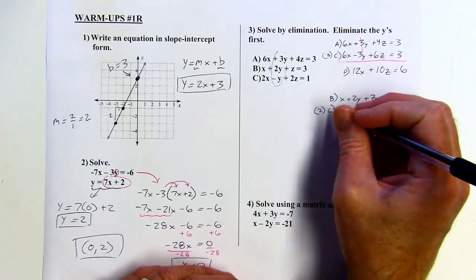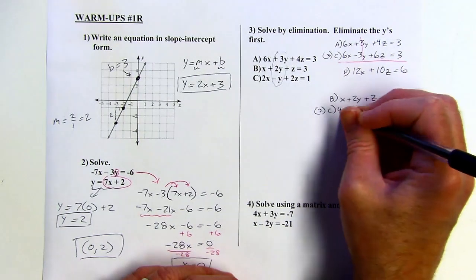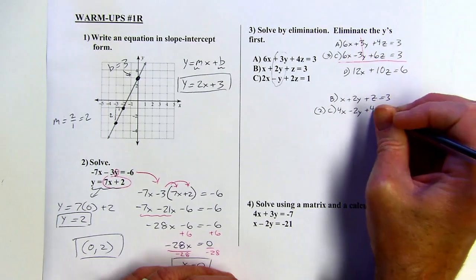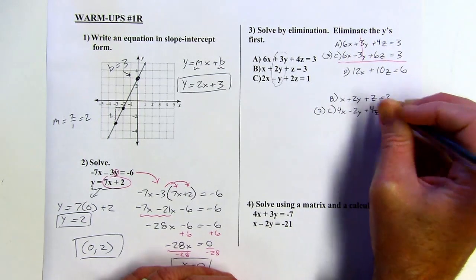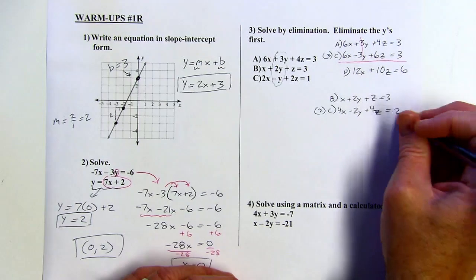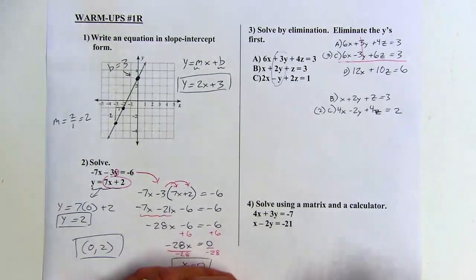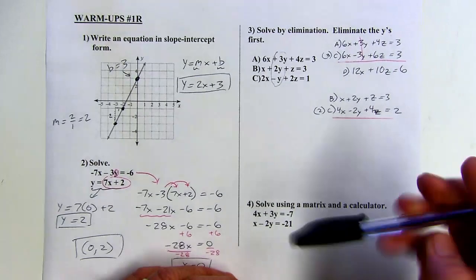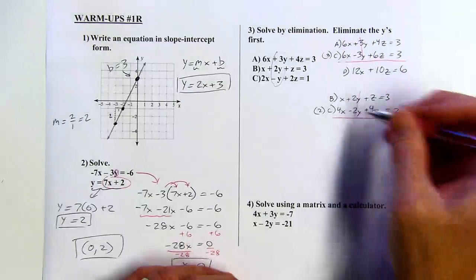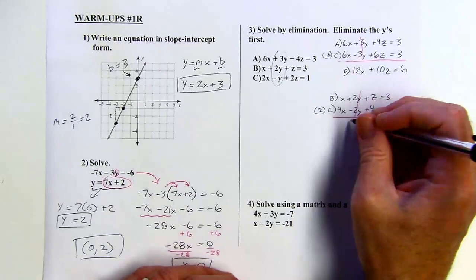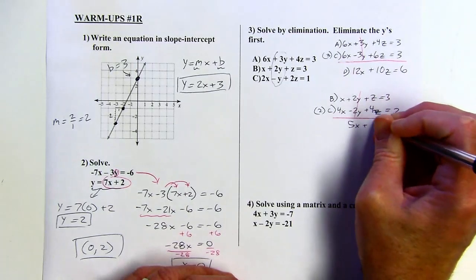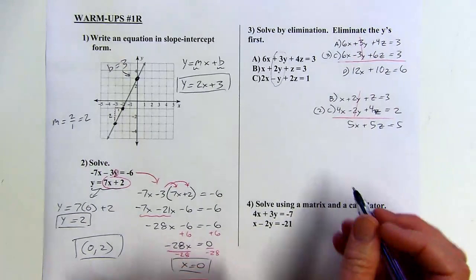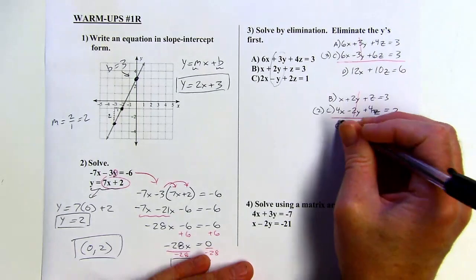Equation C, I'm going to double everything, so 4x minus 2y plus 4z equals 2 when I double everything there. Okay, and now when I add these together, let's see what we get. We're going to get, well, the y's are gone. That's good. So I've got 5x plus 5z equals 5. Okay. Another new equation. Let's call this equation E.